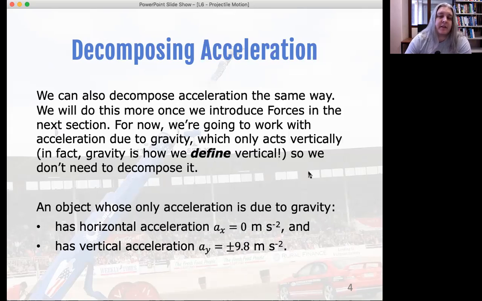Remember though that the acceleration due to gravity can be plus or minus depending on the frame of reference you choose. So if you choose down to be positive, then acceleration due to gravity is going to be positive 9.8 meters per second squared in the y direction, and vice versa if you choose up to be positive.